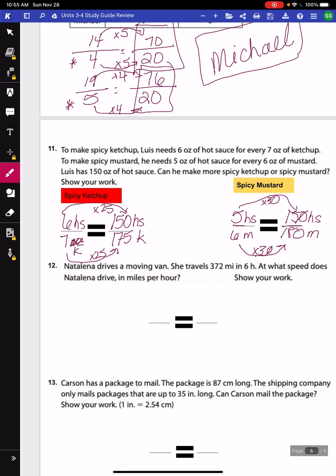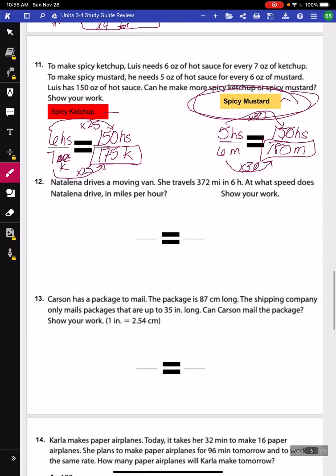So which one can he make more of? Spicy ketchup or spicy mustard? Spicy ketchup, he can make 175 ounces. Spicy mustard, he can make 180 ounces. So that would be spicy mustard. Moving on to number 12.